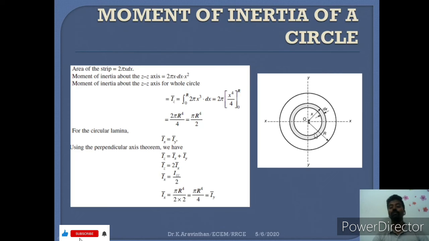Here we will use the perpendicular axis theorem, which I have discussed earlier. For a circular element, through the radius we will find the moment of inertia. If you find the moment of inertia about the radius, then you can find the moment of inertia in the x and y plane.